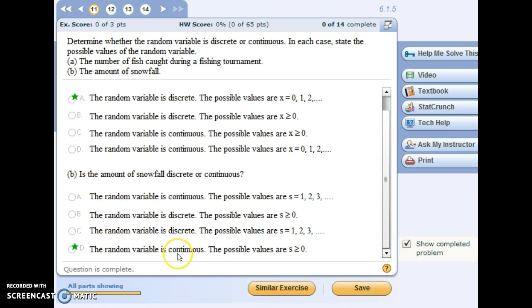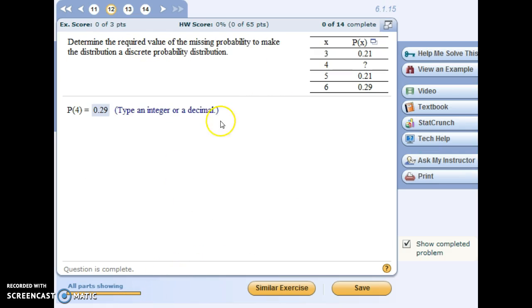For B, the amount of snowfall, this is continuous. The snowfall can be any value 0 on up. It doesn't have to be a whole value like 0 inches or 1 inches or 2 inches. It can be anything in between. You can get 1.2 inches. You could get 3.47 inches. There's an infinite number of possible values you could get for the amount of snowfall, and you would have to use some type of measuring device to figure out exactly how much snowfall you had.